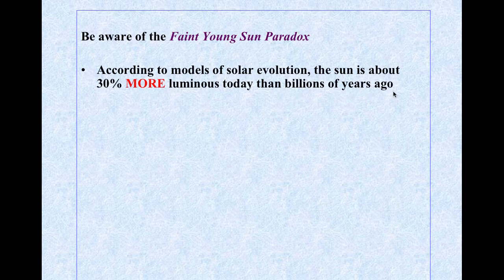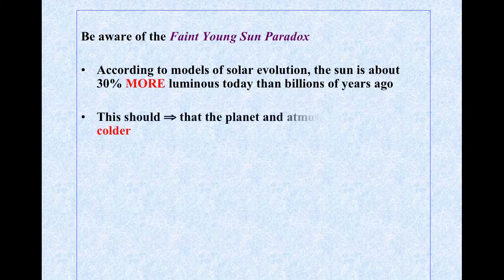In other words, if you'd been standing on Earth billions of years ago, although you would have been able to see our sun, it would have been 30% less luminous, fainter, and therefore there would have been less solar heat coming in to heat up the atmosphere. So this alone should tell us that the planet was much colder and the atmosphere was much colder.